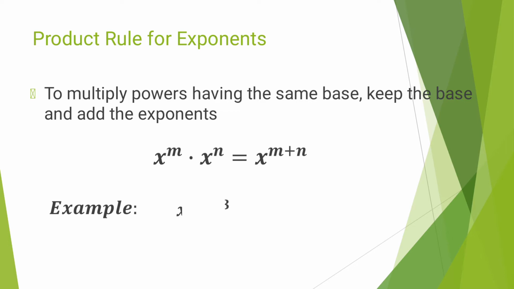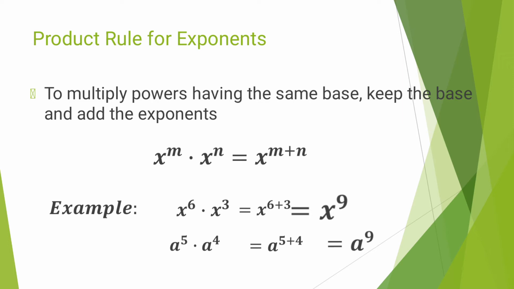Example, x raised to the power of 6 times x raised to the power of 3. They have the same base, so keep the base and add the exponents. 6 plus 3 is equal to 9. So our final answer is x raised to the power of 9. Another one, a raised to the power of 5 times a raised to the power of 4. They have the same base, keep the base and add the exponents. 5 plus 4 is equal to 9. So our final answer is a raised to the power of 9.